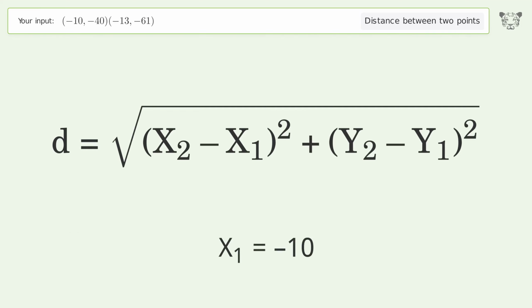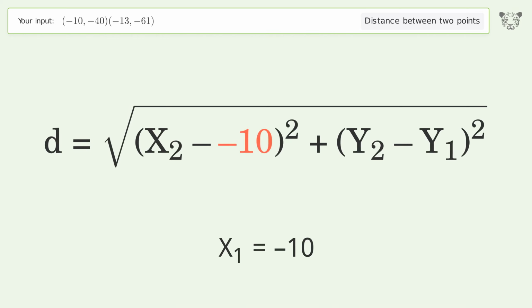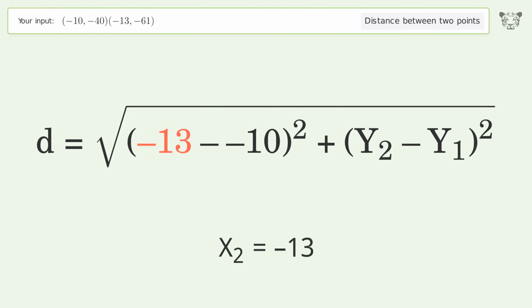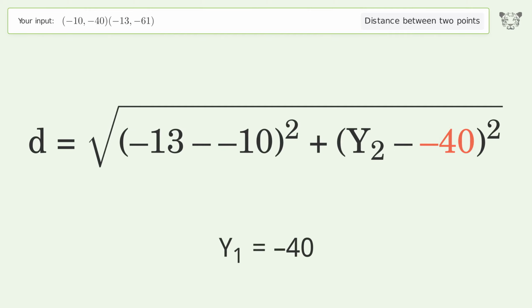x1 equals -10. x2 equals -13. y1 equals -40. y2 equals -61.